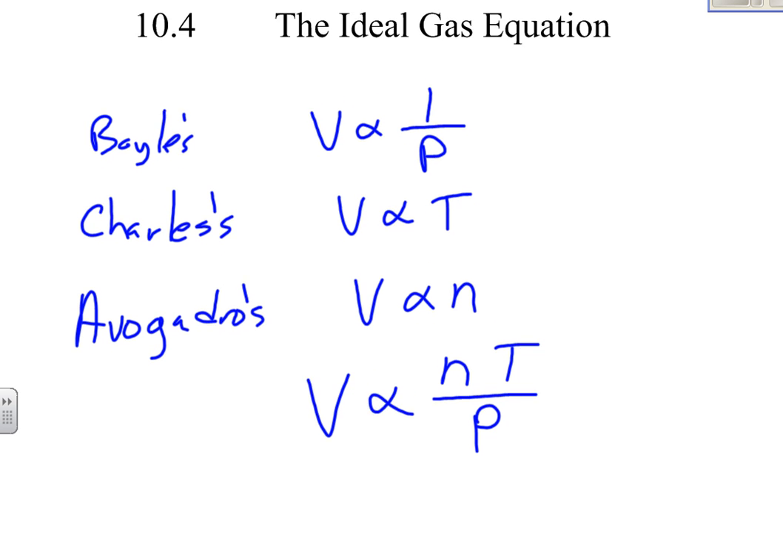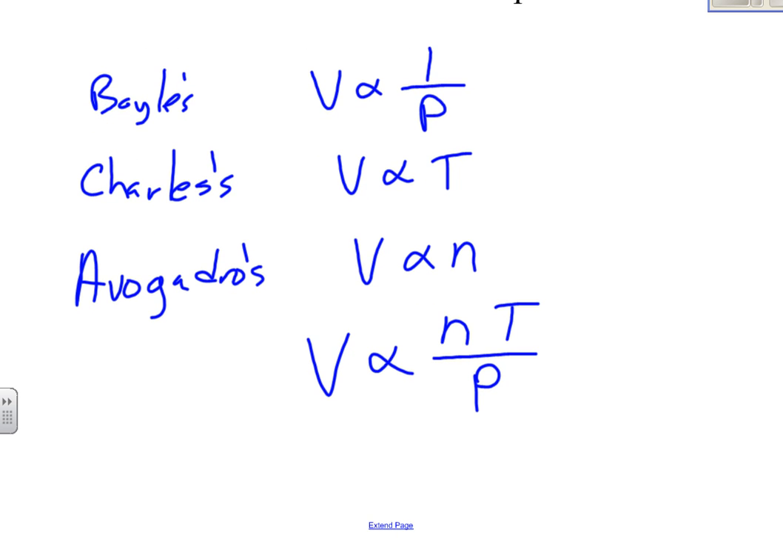Of course, like we did with the individual gas laws, we can take that relationship there and turn it into a mathematical equation by saying that volume is equal to a constant, and we're going to give that constant the value R, times nT over P. This then is our ideal gas law equation.